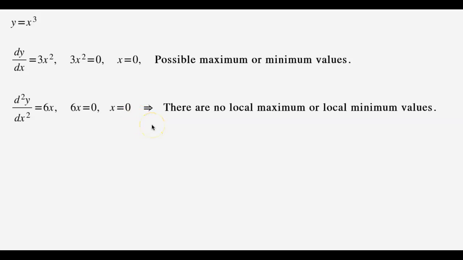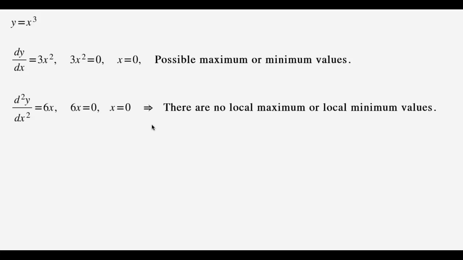Now remember, maximum points were when the second differential was negative for the value where you thought you had the maximum, and they were positive for where you thought you had the minimum value. But here we've got 0. Now this tells me that there are no local maximum or minimum points. In fact, it's indicating that we have a point of inflection.